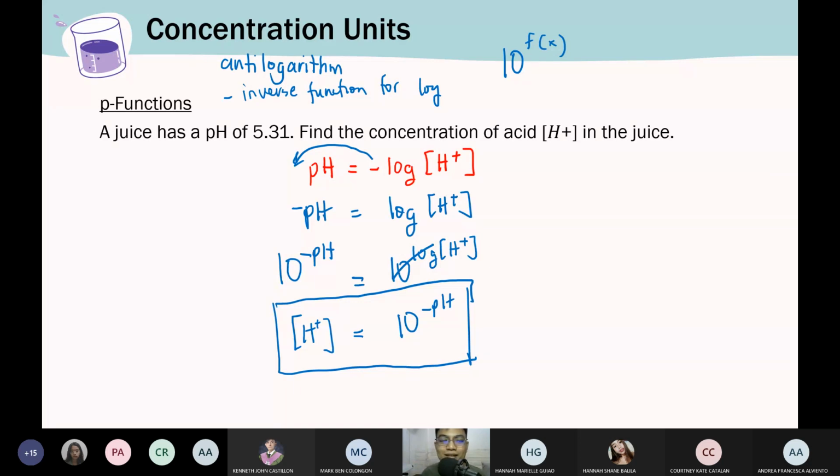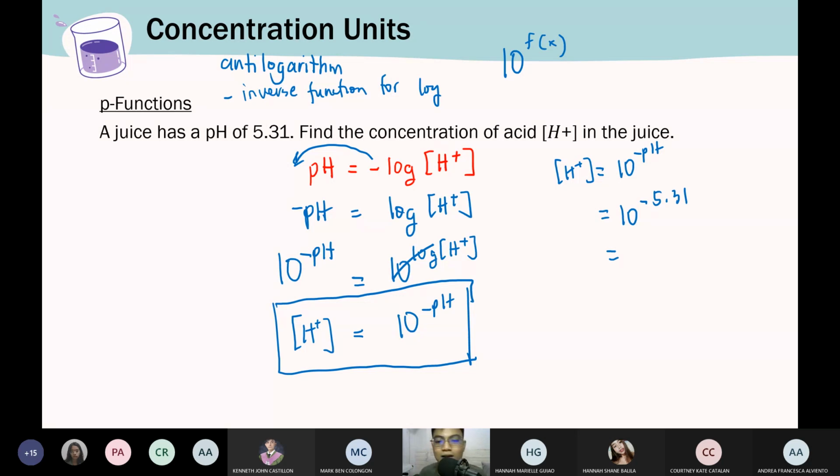Okay? So, yan. Ini-explain ko lang yung derivation, especially for those na hindi nakapag GenMath or calculus na pre-calculus. Kasi baka magtaka kayo, saan galing yung equation na yan? May derivation yan. Everything has their own derivation. Okay? Hinahanap yung concentration. So basically, that's H plus equals 10 raised to negative pH. So our pH is 5.31.